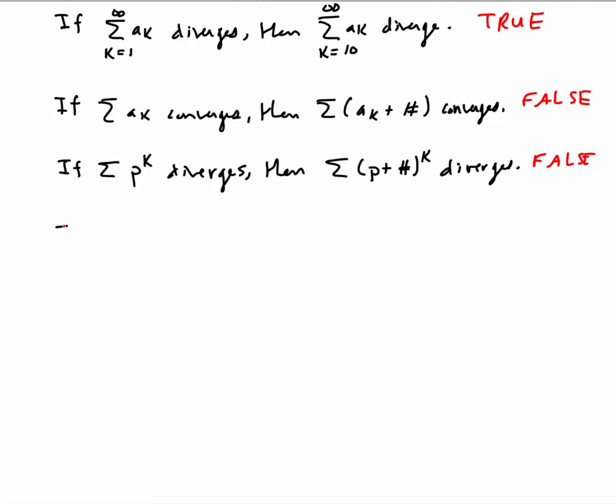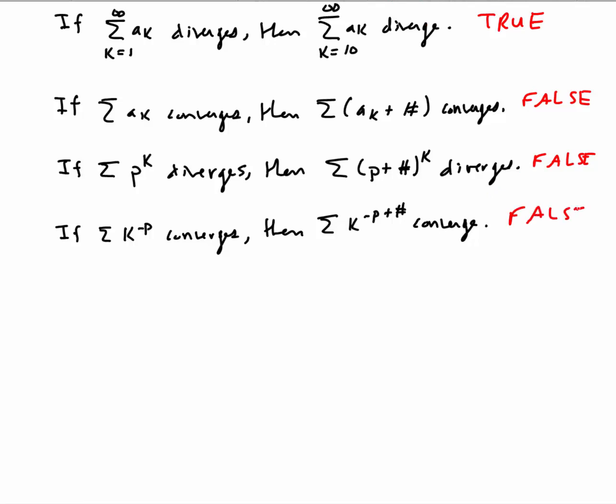Okay, let's go ahead and look at another one. Again, these are a little bit tricky, so I want to make sure that these are spelled out for you. k to the negative p, so remember that's 1 over k to the p. So if we knew that this converged, then what would happen if we had the same problem, but in my exponent I had negative p plus some number? Does it converge as well? And the answer is false. I can't guarantee that that happens. We don't have any rules saying that.